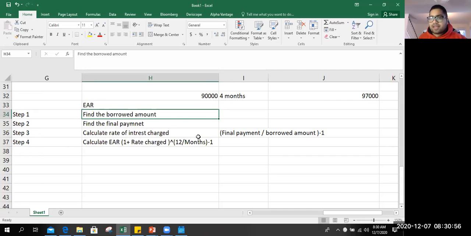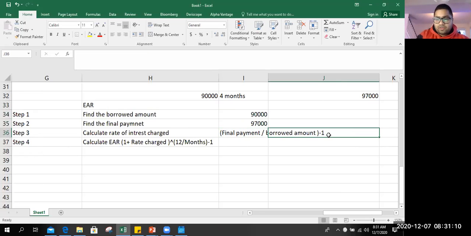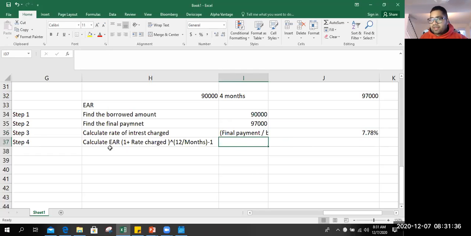So they are asking us to find the effective annual rate. How to do that? Follow the steps. Step 1, find the borrowed amount. Borrowed amount is 90 grand. Step 2, find the final payment. Final payment is 97 grand. Calculate rate of interest. So let's do that. Rate of interest is 97 payment divided by borrowed amount 90, minus 1. So it is 7.78%.